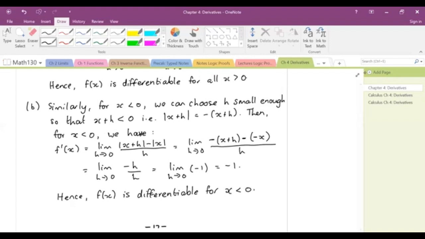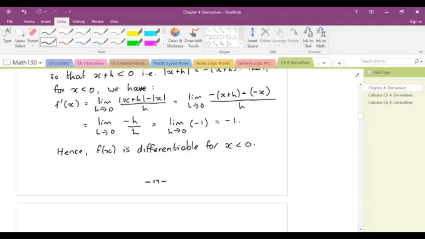So recall the definition for differentiability on the previous page. A function f is differentiable at a if f prime of a exists. It is differentiable on an open interval if it is differentiable at each point in the interval. So what we've shown so far is that f is differentiable for x greater than 0 and f is differentiable for x less than 0. Now we need to investigate the situation for x equal to 0.